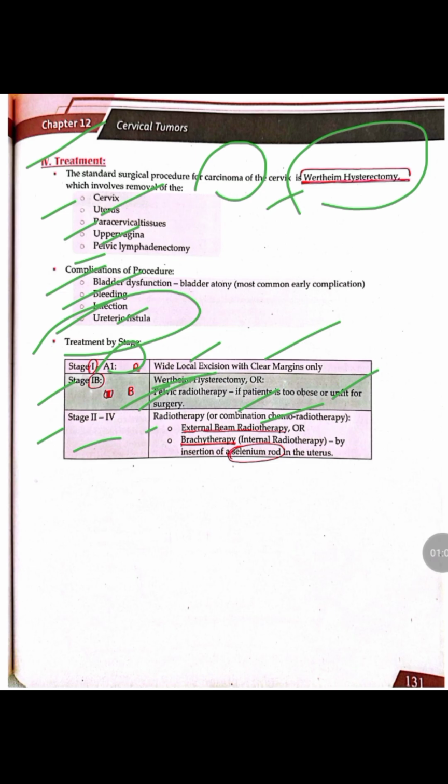Then the radiotherapy includes external beam radiotherapy and brachytherapy, which is internal radiotherapy that involves the insertion of selenium rods into the uterus. So that was all about cervical cancer and its treatment.